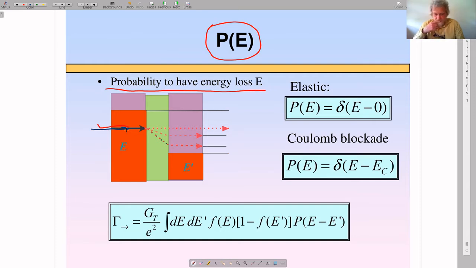So, for the two limiting cases, the energy loss is not stochastic. It's either elastic tunneling and energy loss is zero, or this is Coulomb blockade and energy loss is the charging energy. But in between, it's just a function of energy. Let me try to sketch it, something like that.